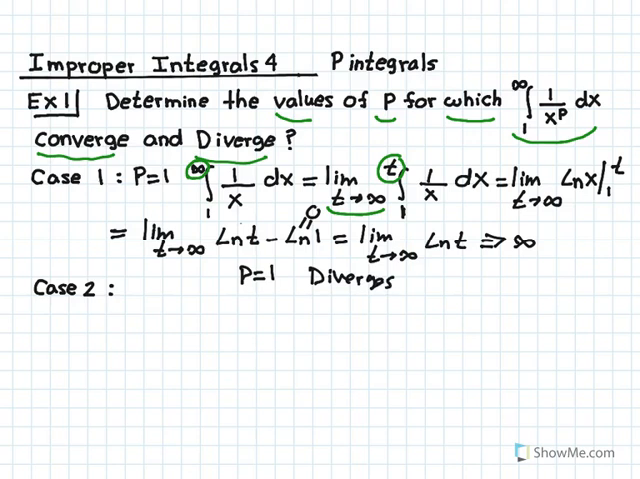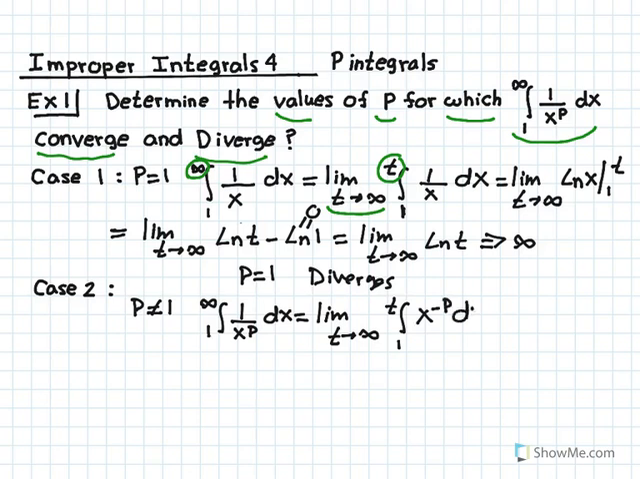Let's consider the case when p is not equal to 1. What we get is the integral from 1 to infinity of 1 over x to the p dx, which is equal to the limit as t goes to infinity of the integral from 1 to t, and let's rewrite 1 over x to the p as x to the minus p dx, which makes it easier to integrate.